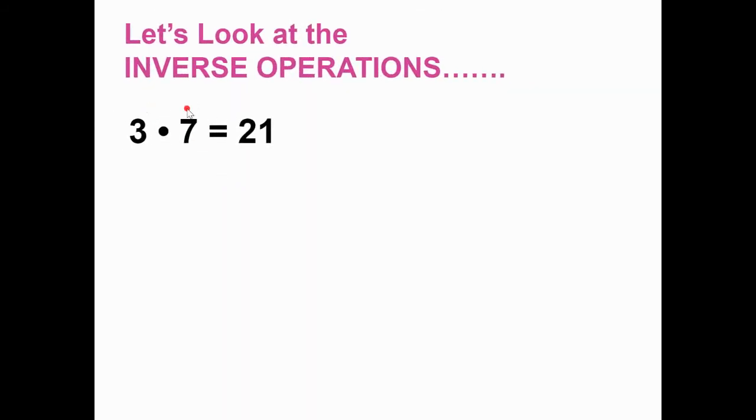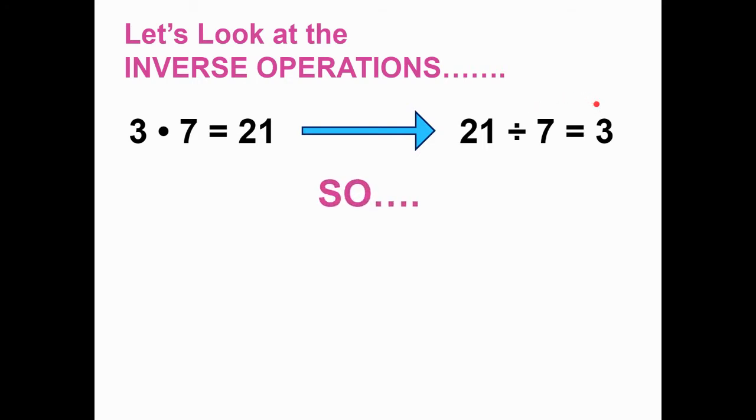I have 3 times 7 equal 21, just a plain math fact. And I recognize it as a positive times a positive is equal to a positive. So if we change that multiplication to its inverse operation, which is division, now I have 21 divided by 7 is equal to 3. A positive divided by a positive is a positive. So let's look at another example.